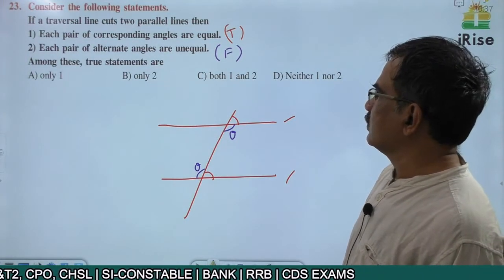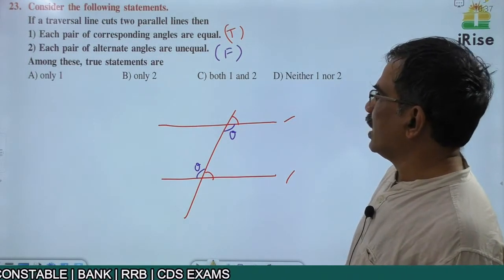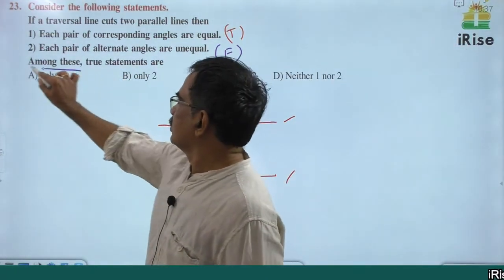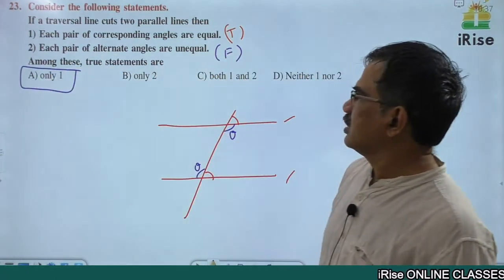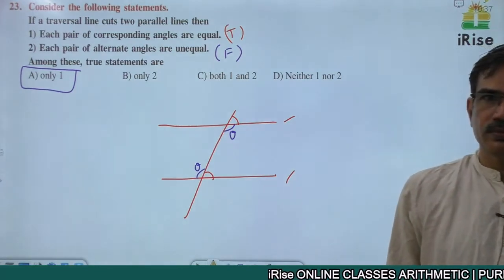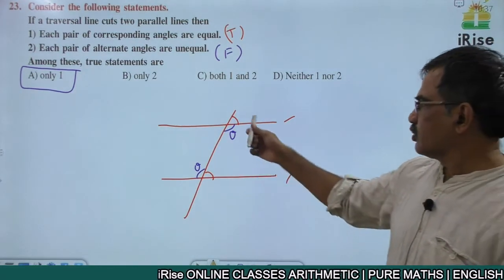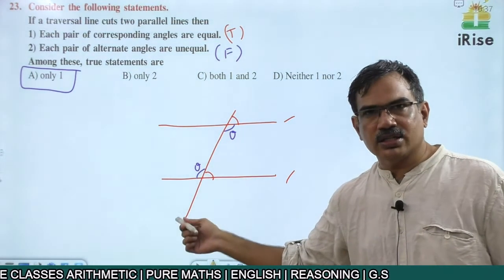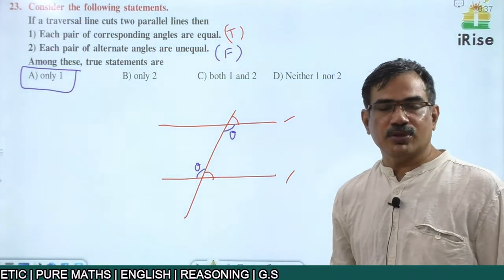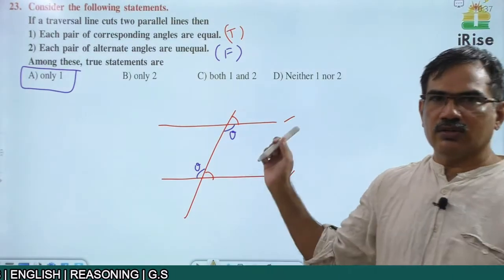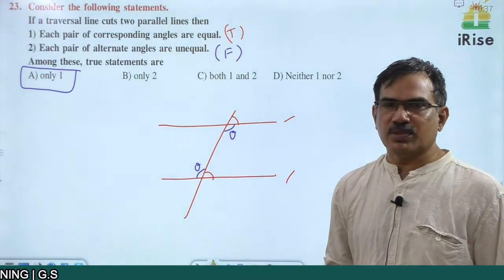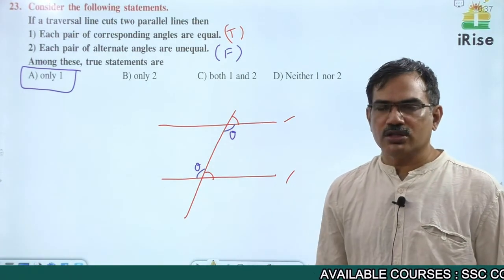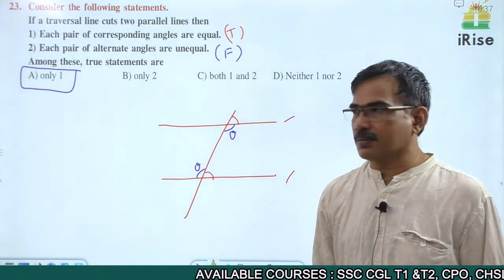So what is the answer for this question? Only one is true. They want the true statements. Corresponding angles are equal, alternate interior angles are equal, alternate exterior angles are equal, vertically opposite angles are equal. Already I have discussed this in the basics. Please go through the basics. It's very easy to solve this type of questions. Next one.